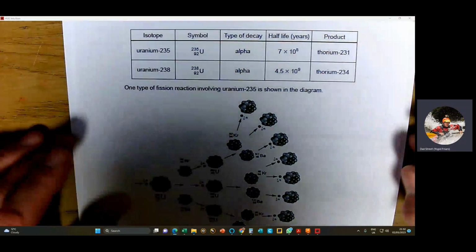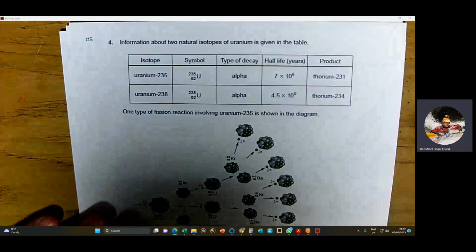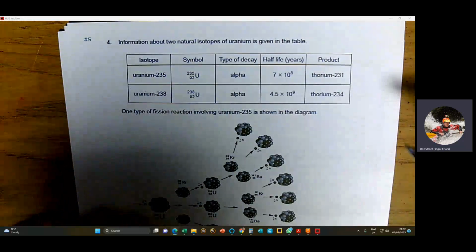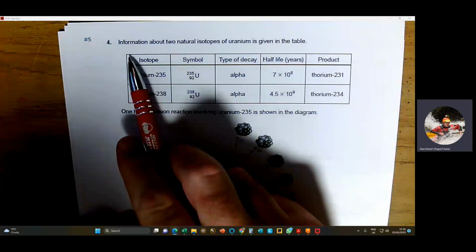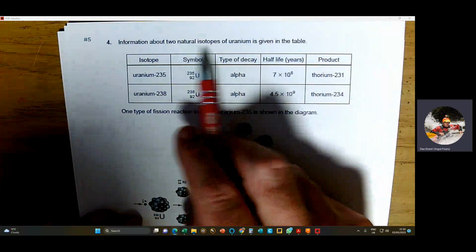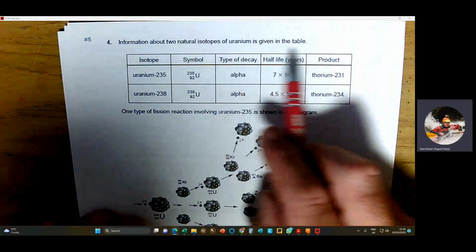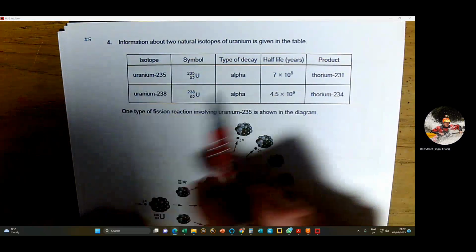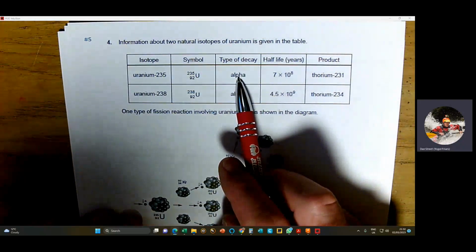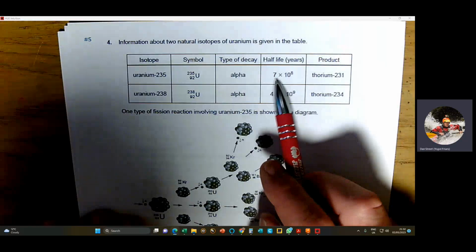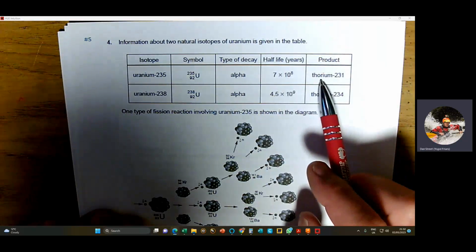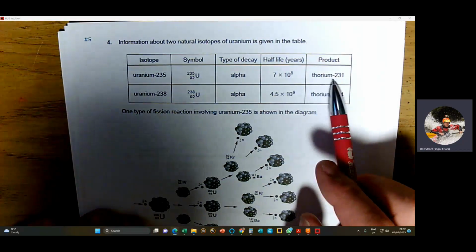Okay, so this question is all about nuclear decay and the operation of a power station. Information about two natural isotopes of uranium is given in the table. We've got here uranium-235, which undergoes alpha decay. It has a half-life of 7 times 10 to the 8 years, and it produces another isotope called thorium-231.